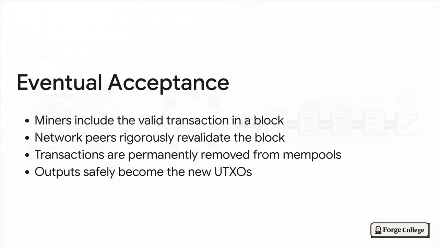But here's the kicker. Even the border chiefs get audited. When that block is broadcast, every single peer on the network ruthlessly revalidates it against those strict consensus rules. If a corrupt miner tries to slip in a fake passport, a transaction that breaks the rules, the honest nodes will reject the entire block, and that miner loses the reward. If it's valid, the traveler is officially in. The transaction leaves the mempools, and those outputs safely become the fresh new UTXOs for tomorrow's travelers.